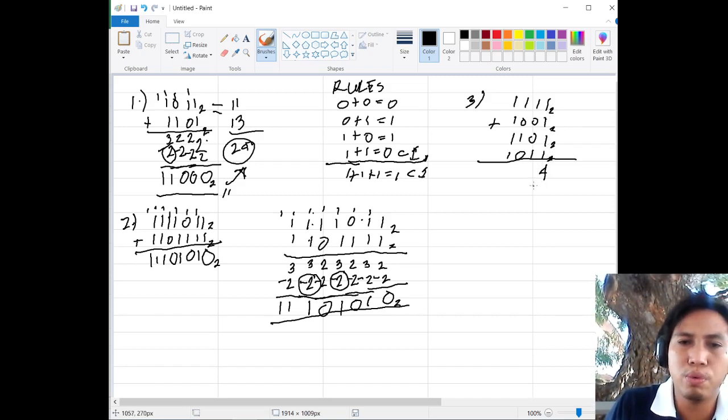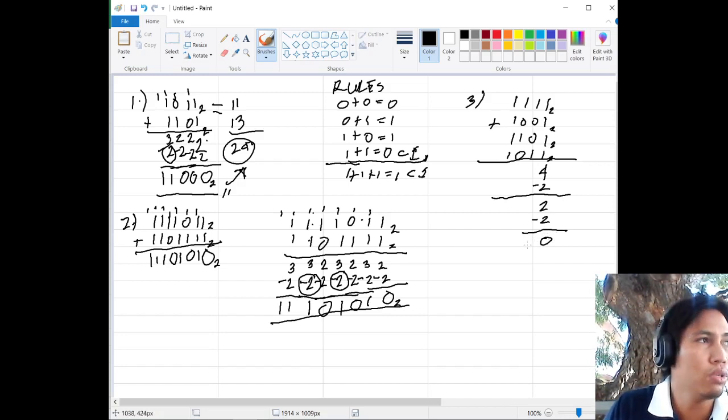Okay? So, what should we do? We subtract 2. Okay? So, the resulting value would be 2. But again, 2 is not a valid digit. So, we subtract again 2. So, it would become 0. Now, 0 is already a valid digit. So, we stop there.